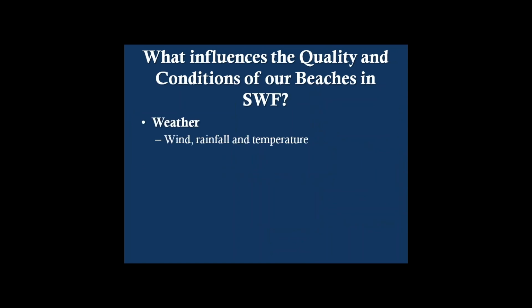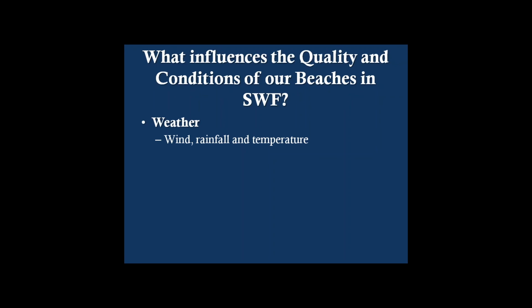So what influences the quality and conditions of our beaches in Southwest Florida? Phil touched on this a little bit. Weather really affects the conditions on our beaches. For example, wind can drive things that are normally on the bottom of the sea floor up onto our beaches, and we'll talk a little bit about that. Heavy rainfall can influence the appearance of our water. I mentioned earlier, on that question that was just asked, the colored dissolved organic matter. High rainfall means that things in the soils and plants wash off the landscape and into the water, making that water appear darker.